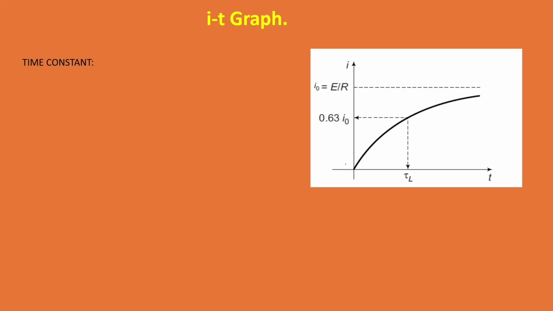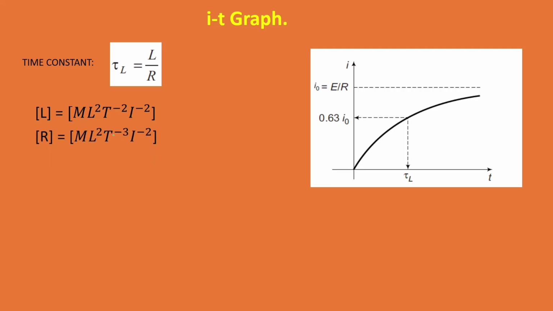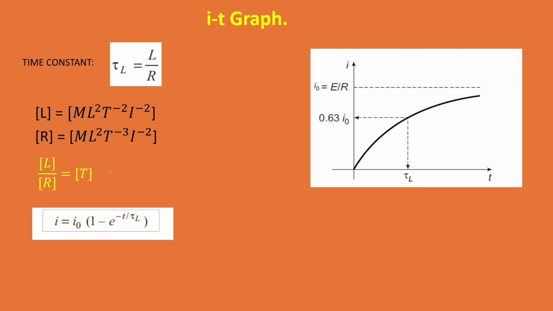Now a new term, the tau L, is called the time constant. This tau L is the inductance divided by the resistance of the circuit. First, the dimension of inductance is M L squared T to the power minus 2 A to the power minus 2, and the dimension of resistance is M L squared T to the power minus 3 A to the power minus 2. When we find the dimension of L by R, we get the dimension of time, so this tau L is a time.